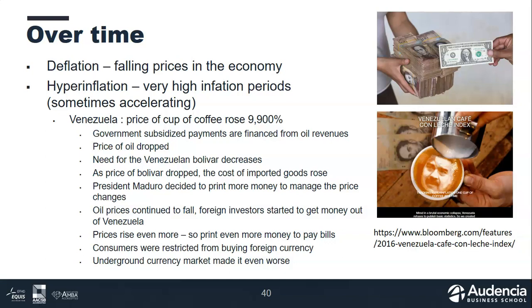As time went on, foreign investors started to get out of Venezuela. Prices continued to rise even more. The government continued to respond by printing even more money. Consumers were eventually restricted from buying foreign currency, because this was a way they felt they could stop this process of out-of-control inflation. Well, it just created a secondary market, a black market for foreign currency, making matters even worse. So it's been a bad time for Venezuela.